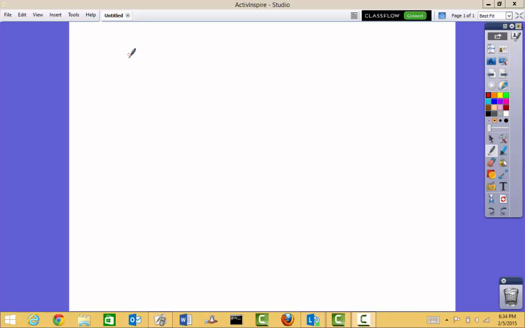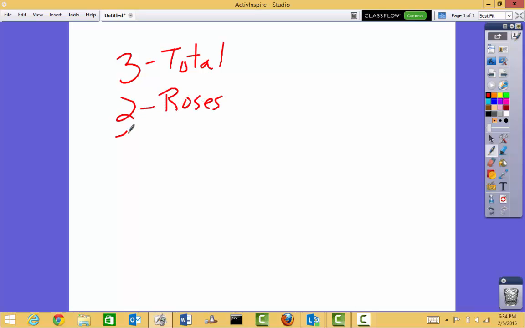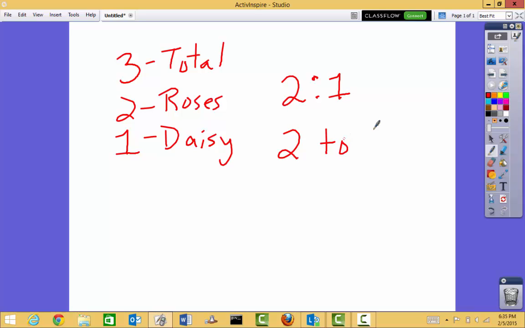So here's my problem. If for every 3 flowers in the field, so 3 is my total, 2 of those flowers are roses and 1 is a daisy. So what is my ratio? Well, I can write several ratios. So I'm going to write my ratio of roses to daisies. And then the problem has to write that ratio 3 different ways. So that is one way. Here's another way. And here's my last way as a fraction.